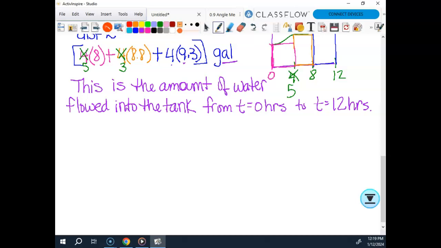And I don't have that exact number to know what it is, but it's really kind of irrelevant. That many gallons is what flowed into the tank from t equals 0 hours to t equals 12 hours. We okay with that? Make sure we have units here. Is this the exact amount? No. What is it? Approximate. So we're going to add that in there. Approximate amount.